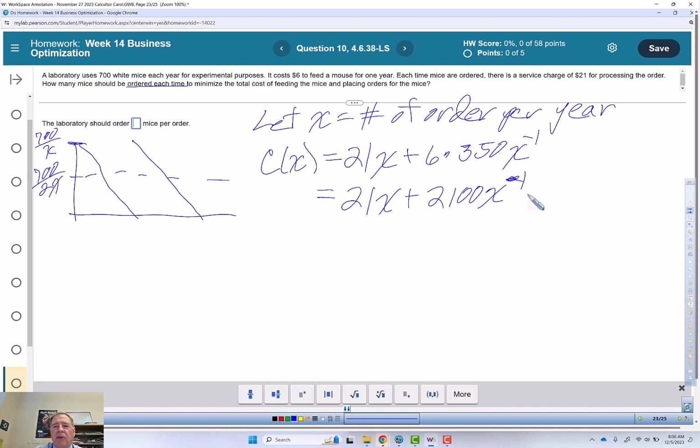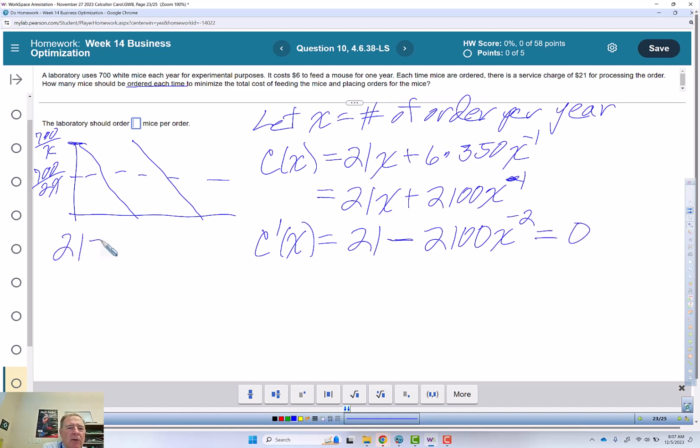My cost function is what I want to minimize, so I'm going to take the derivative of that. So that's going to be 21 minus, because I take the negative 1, multiply it times the front, minus 2100 x to the negative 2, because I'm reducing this exponent by 1. I want to set that equal to 0, so I can rewrite that as 21 minus 2100 over x squared equals 0.